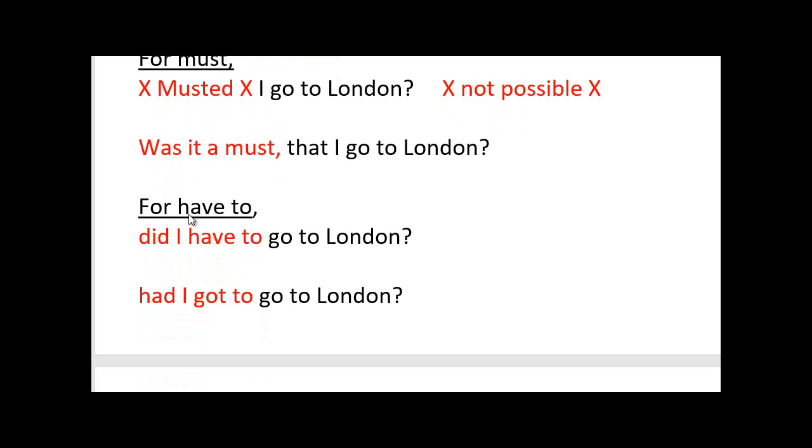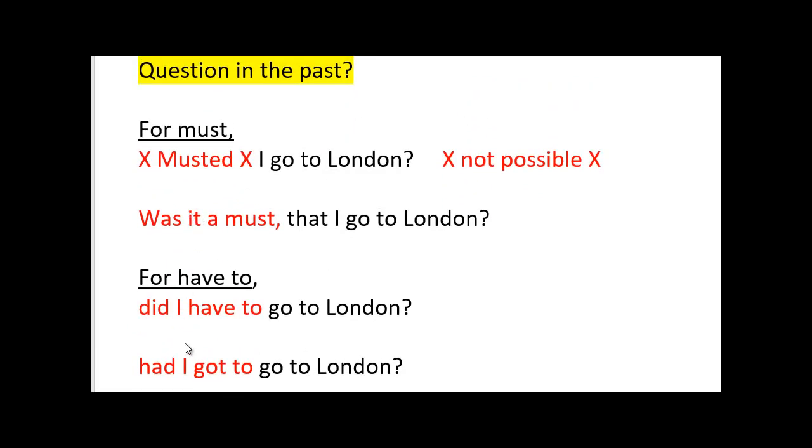All right. And if we're using "have to", we say, did I have to go to London? And "had I got to go to London?" So here, when we're using "have", you say, did I have to go to London? If we're using "had I got to go to London?"